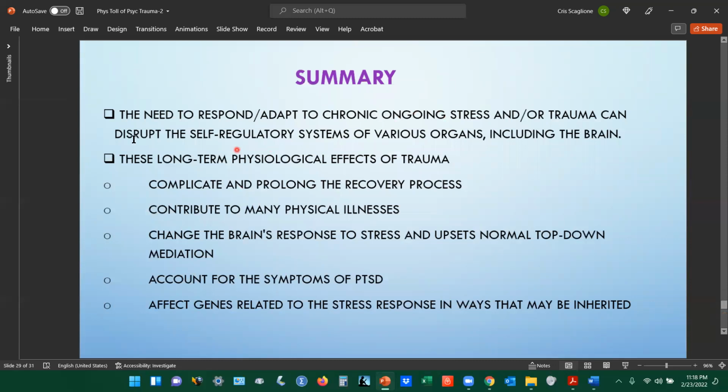A summary of these particular set of slides: the need to respond or adapt to chronic or severe stress or a trauma can disrupt, or does disrupt, self-regulatory systems throughout our body, including the brain. These complicate and prolong the recovery process from a trauma. It contributes to the possibility of either current or future physical illnesses. It definitely messes up the balance of top-down modulation on our bottom-up processes. It accounts for the symptoms of PTSD and, unfortunately, may also be something that we can transmit biologically, genetically to future generations. So those of you who are planning to have kids, marry somebody happy who has not had a family history of trauma. It'll be good for the kids.